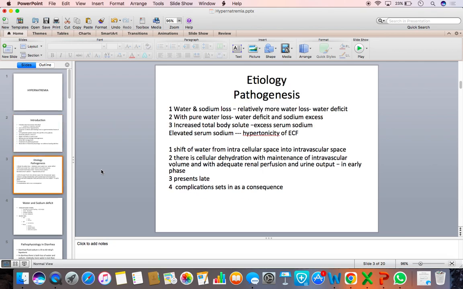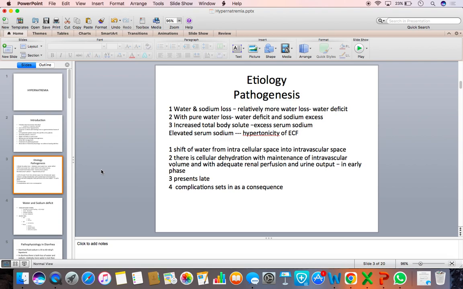So, what are the etiological factors? They can be divided into causes with water and sodium loss, causes that result in pure water loss, and those associated with increased total body solute or excess serum sodium.